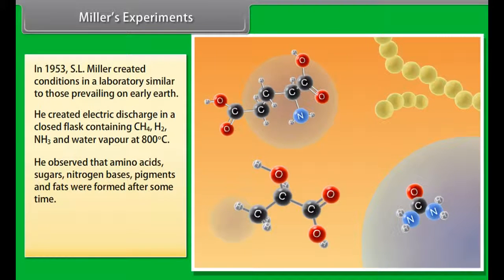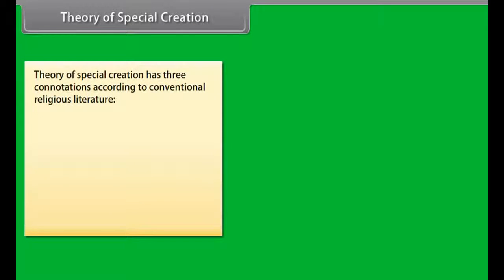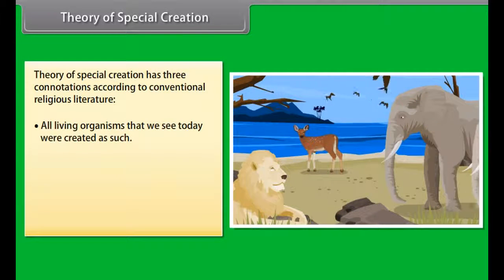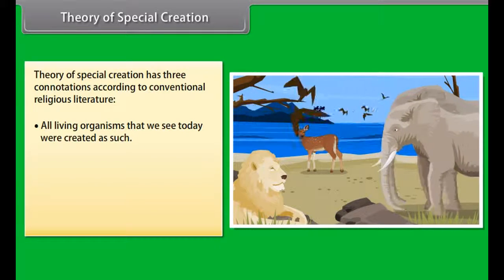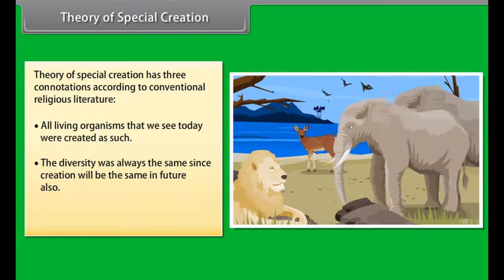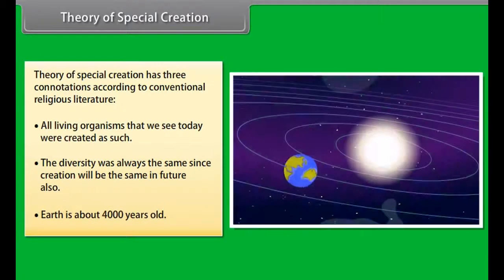Miller's experiments. In 1953, S.L. Miller created conditions in a laboratory similar to those prevailing on early Earth. He created electric discharge in a closed flask containing CH4, H2, NH3 and water vapor at 800 degrees Celsius. He observed that amino acids, sugars, nitrogen bases, pigments, and fats were formed after some time. This experiment supported that chemical evolution preceded formation of life.